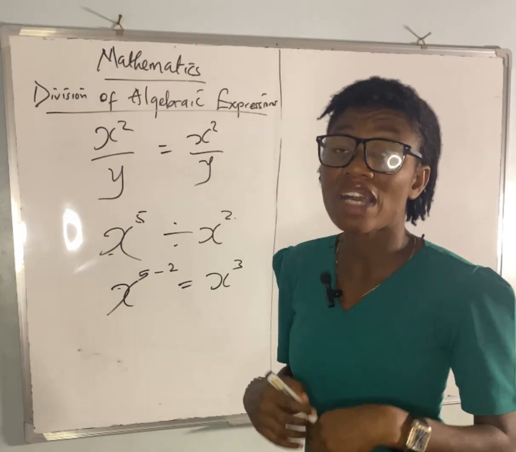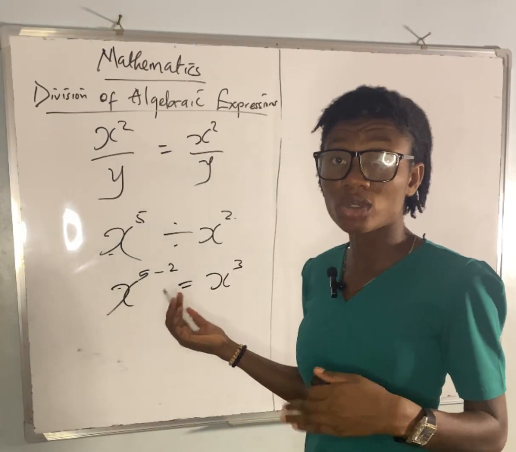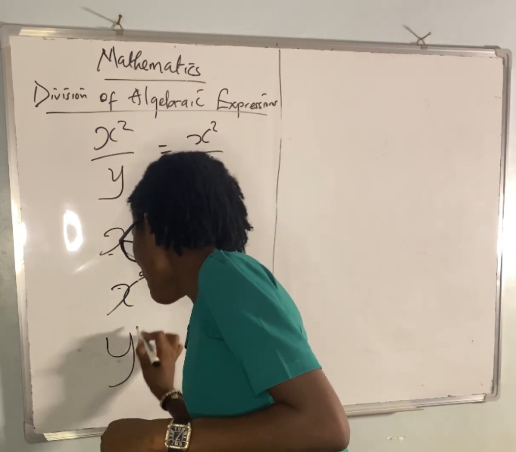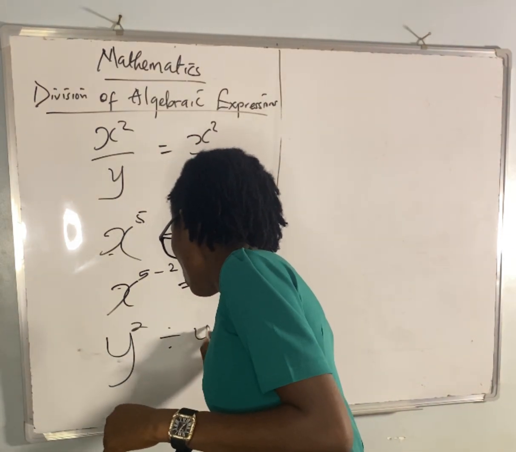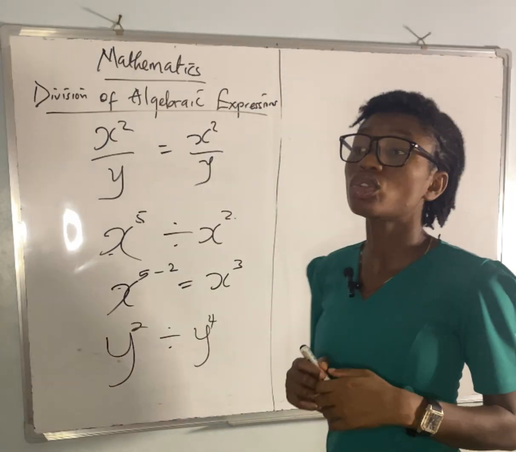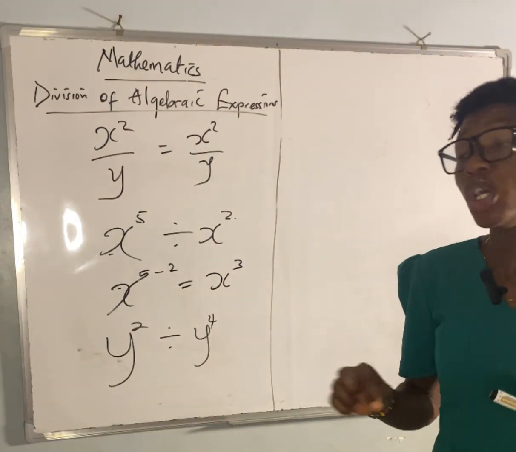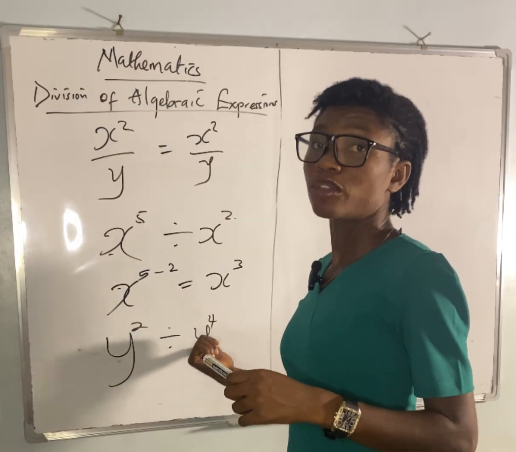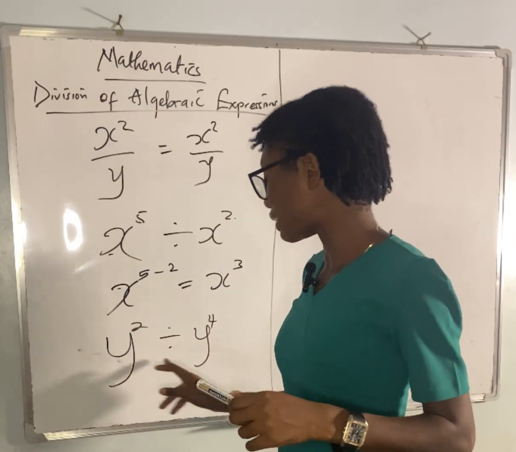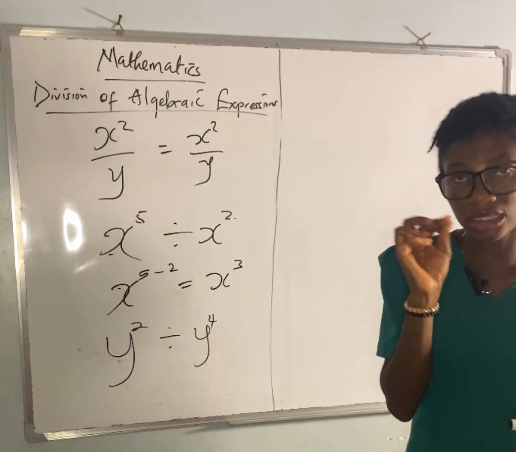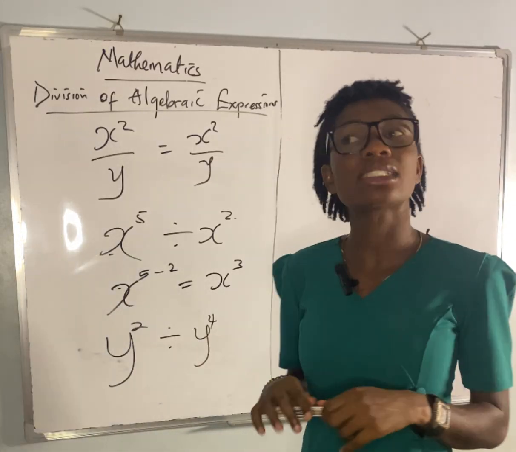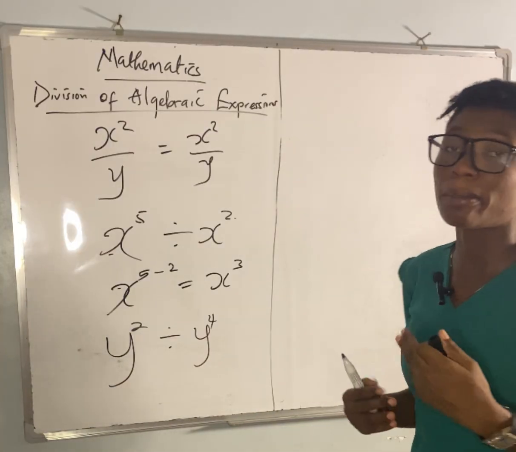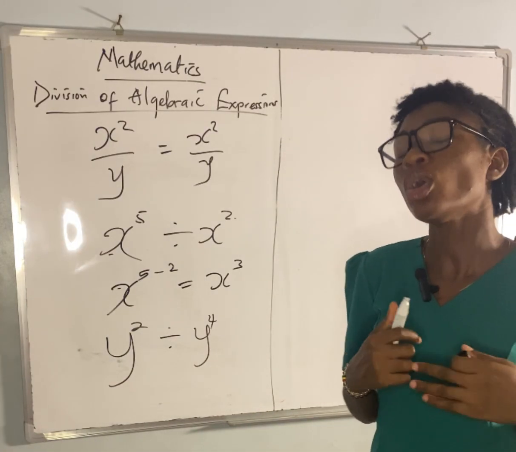The reverse is the case. Even if you have a bigger power coming second, that is if your divider is carrying the bigger power, you still apply the same thing. So if we have y squared and we are dividing by y raised to power 4, the same rule applies, please. You are always subtracting the power of the divider from the power of the divided because the bases are the same. The first thing you have to establish is that the bases are the same. Please don't forget that. Now we have y, same base, then we can apply the division law of indices.